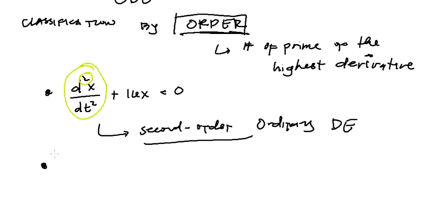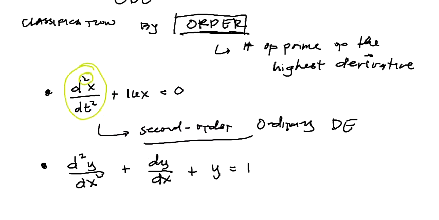So we have d squared y over dx squared plus dy over dx plus y is equal to 1. Okay, so the order of this differential equation corresponds to the number of prime of the highest derivative. So first, let us determine the highest derivative of this equation. So the highest derivative, this is first derivative, this is second derivative. So the highest derivative here is this one. So the order is said to be the number of the prime, which is 2.